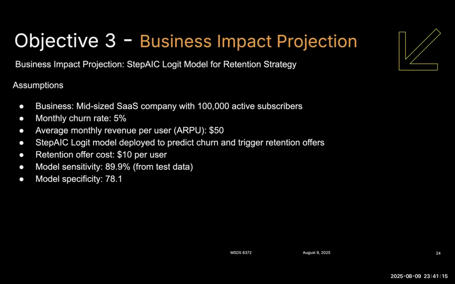So as we have said, we are going to test run STEP AIC with our business data and see how well it will bring in money for us. And so we know that we have 100,000 active subscribers, and we know that every month we have a 5% churn rate. And we know that on average we make $50 on each of our customers. And we know that our cost per customer to reach out to them is $10 per user. And so with our model sensitivity of 89.9% on the test data and the model specificity of 78.1%, let us see the numbers, how we believe that the STEP AIC logistic model is the way to go.